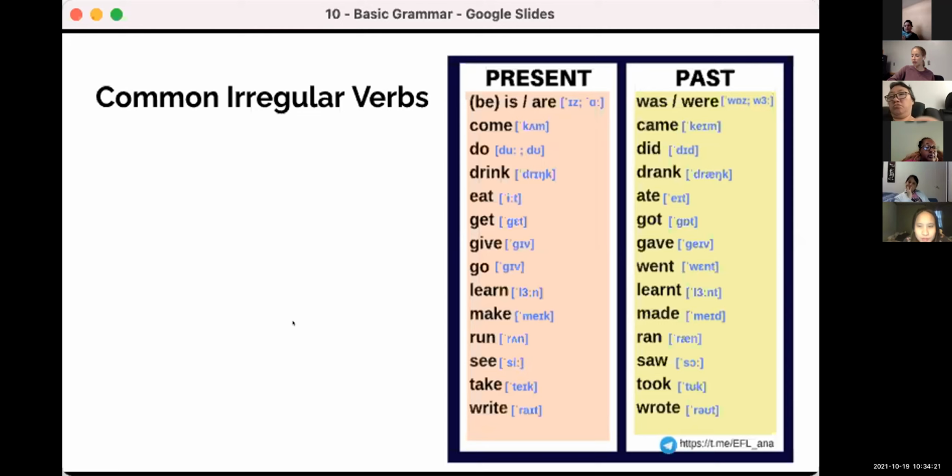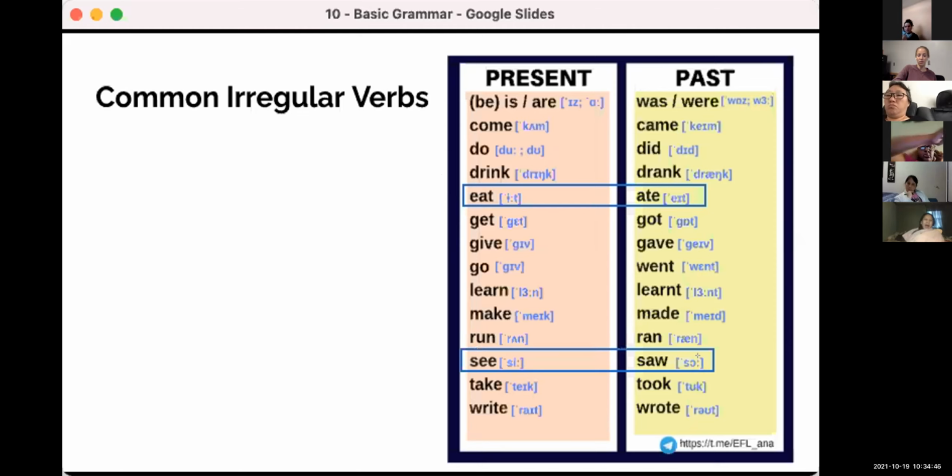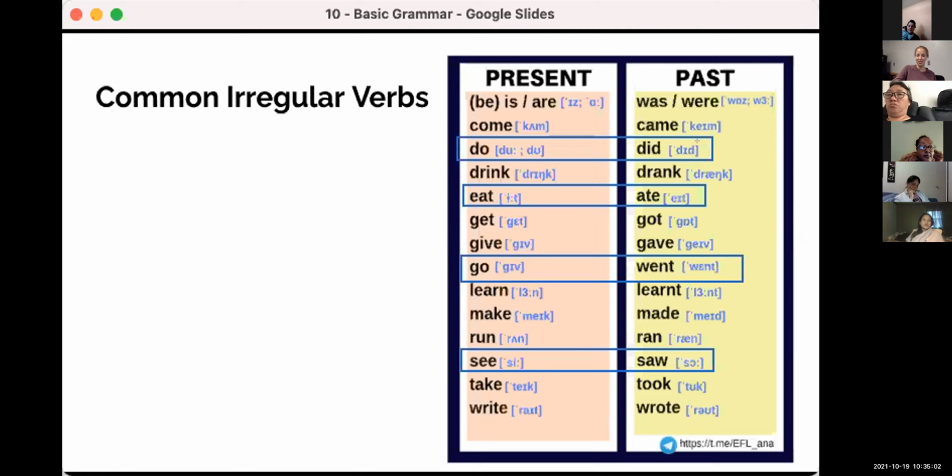So here are just a few irregular past tense verbs. We know be: am, is, are. Simple past is was, were. Eat and ate is another important one. See and saw. Go and went. Do and did. I mean, all of these are important, but here are just a couple that you probably remember.